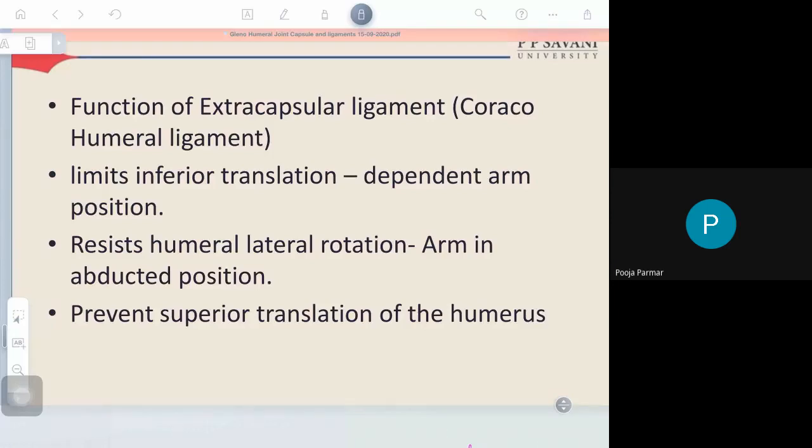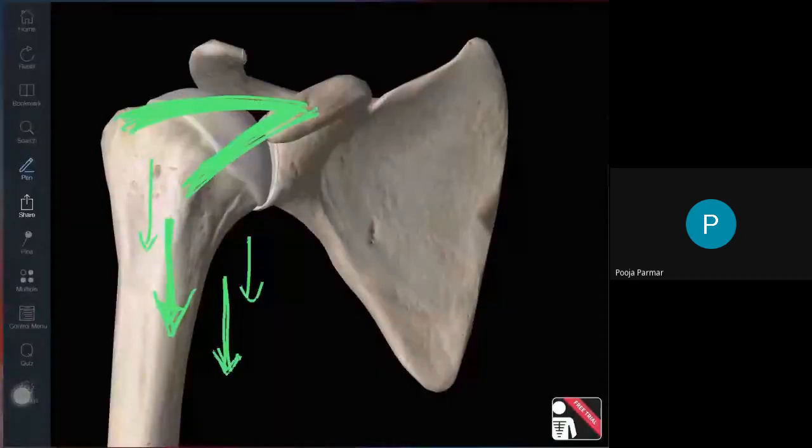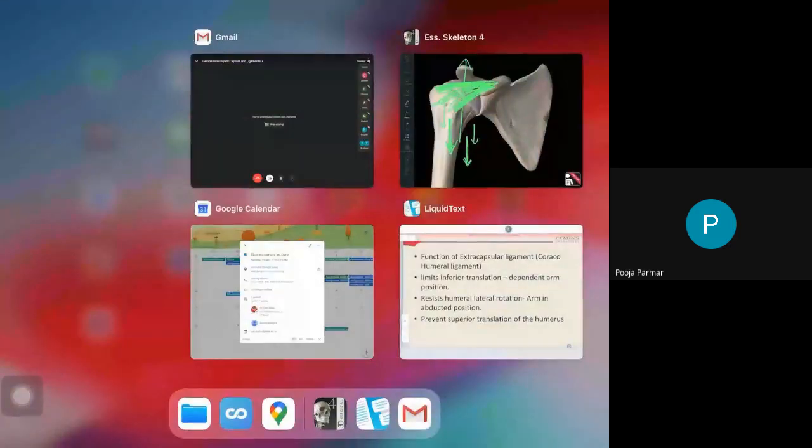It also prevents superior translation of the humerus. Why? Because in the abducted position, clear? What will happen? Stability is provided in the superior direction, so it cannot move in the superior direction either. Are you clear?